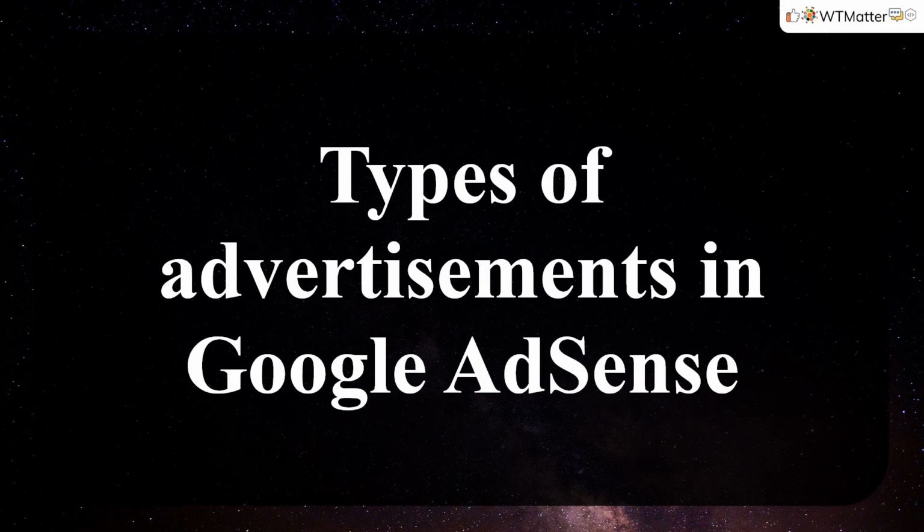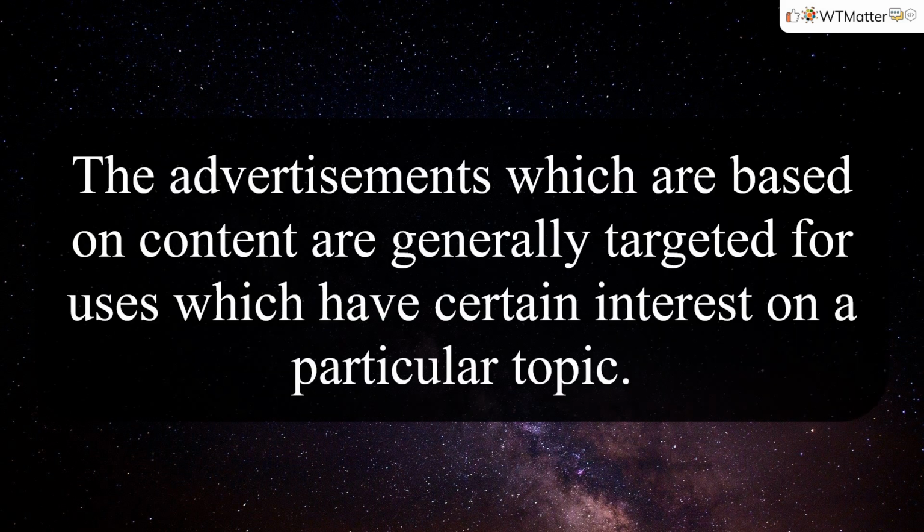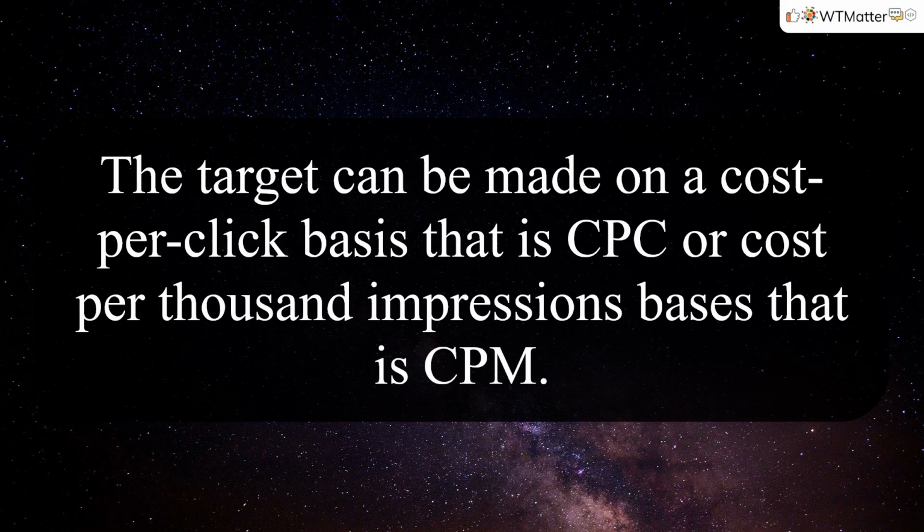Types of advertisements in Google AdSense. Content. The advertisements which are based on content are generally targeted for users who have a certain interest in a particular topic. The target can be made on a cost per click basis, that is CPC, or cost per 1,000 impressions basis, that is CPM.